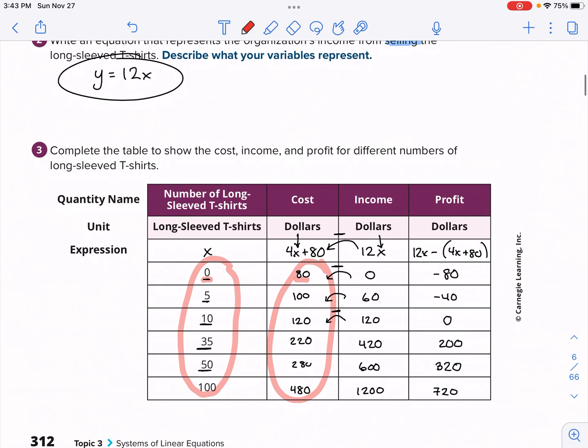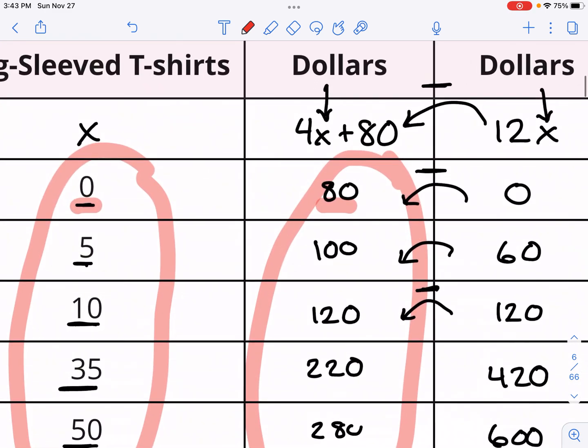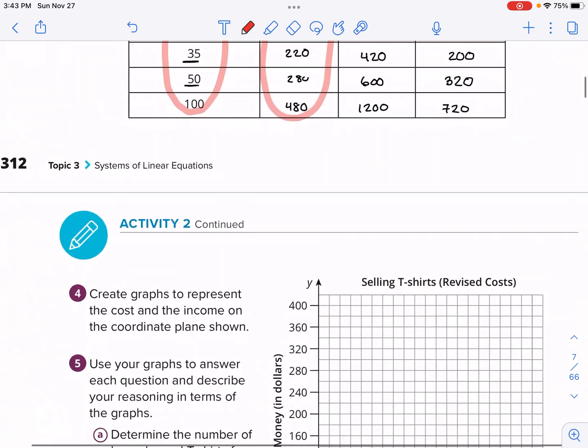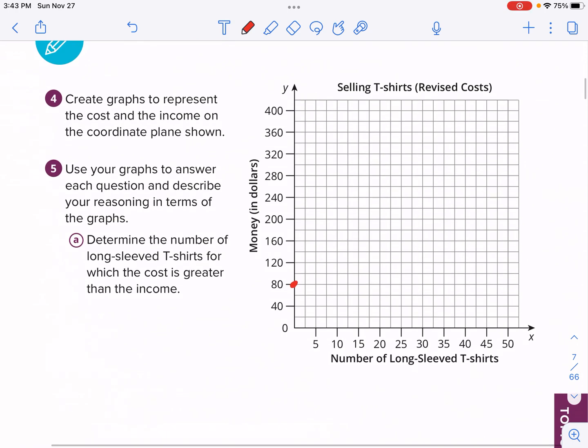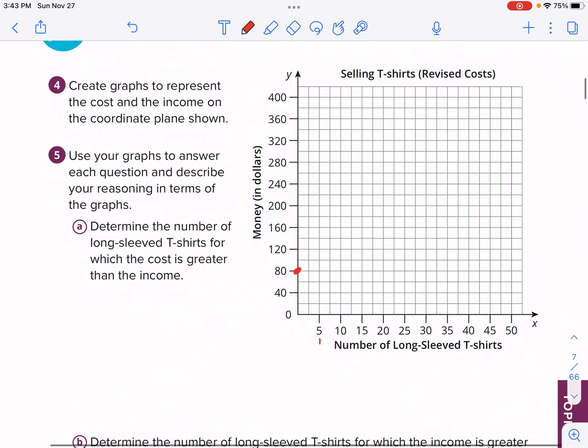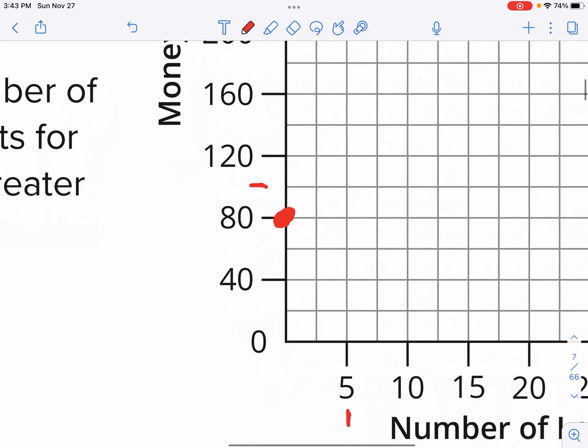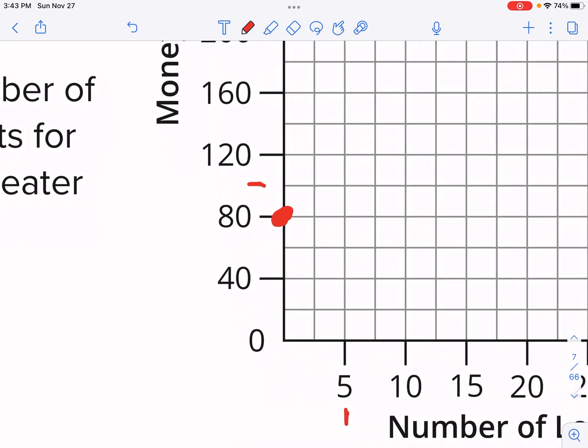Next one, we go to 5 shirts. 5 shirts is $100 in terms of costs. So 5 right here, 100. This is actually 100 right here, right? Because if we go from 80 to 120, that's 40 units away. Half of that is 20 units away, and 80 plus 20 is 100. So this is 100. So where these two cross, right here to here.